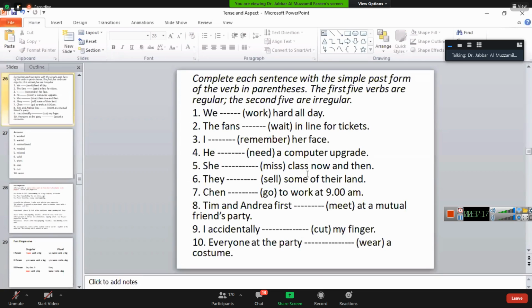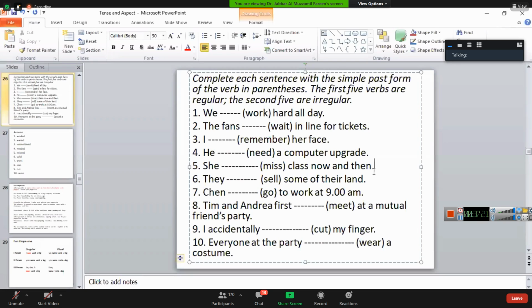She dash class now and then. What should be the answer? She missed class now and then. Simple past. So just insert the verb with ed. That's it. Missed. Jen dash to work at 9 a.m. What should be the answer for go? Went.